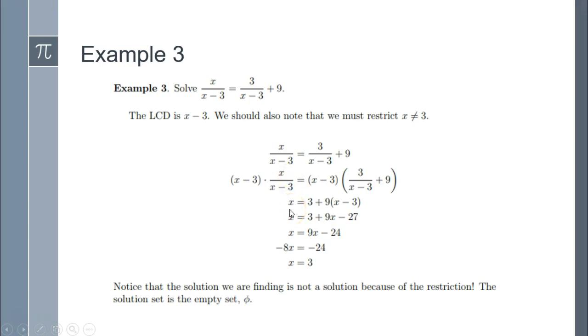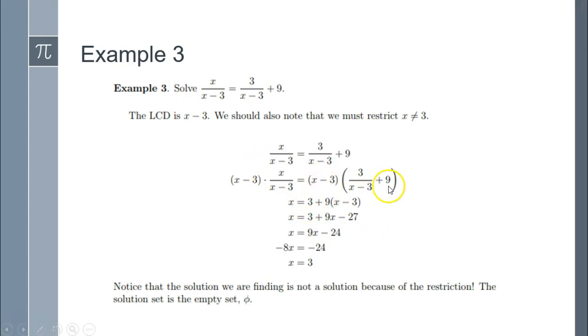We don't usually write the 1. Here, x minus 3 for this first term is divided by x minus 3, so that just leaves me the 3 that's on top. Whenever you multiply a fraction by its denominator, the result is the numerator of the fraction. That's a basic principle to keep in mind throughout this.